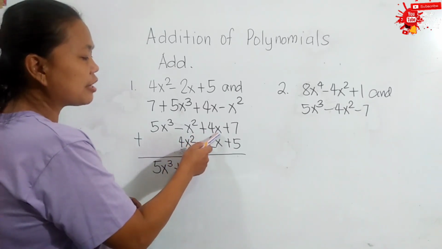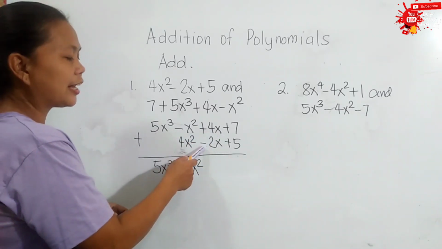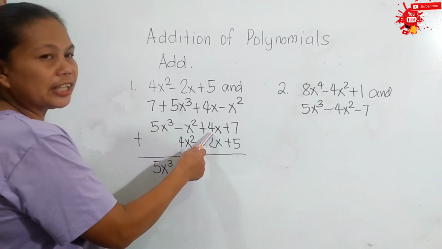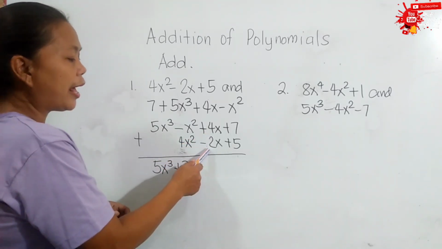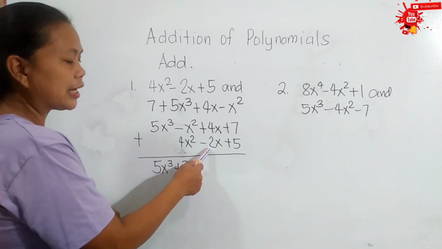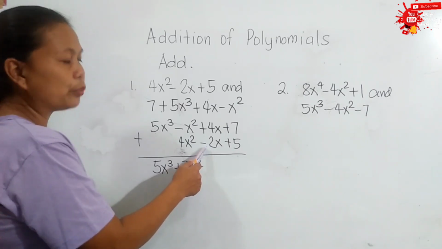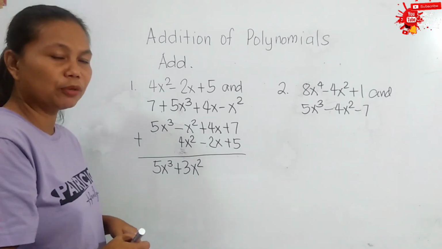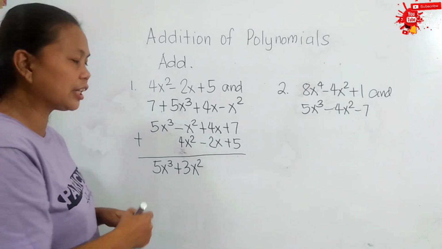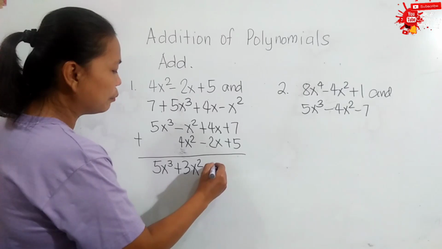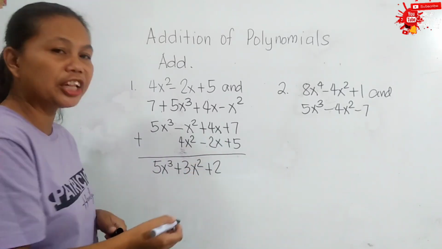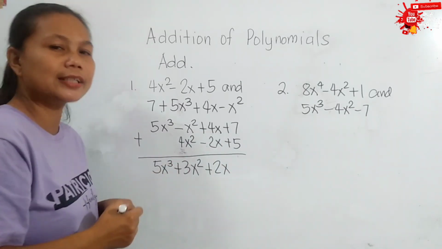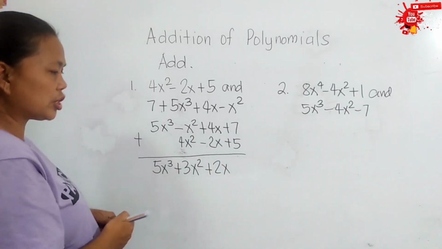Now we have here positive 4x plus negative 2x. So the numerical coefficient for this term is positive 4 and the numerical coefficient for the second term is negative 2. So what is positive 4 plus negative 2? Positive 4 plus negative 2 is positive 2. Then we just copy the literal coefficient, which is x.